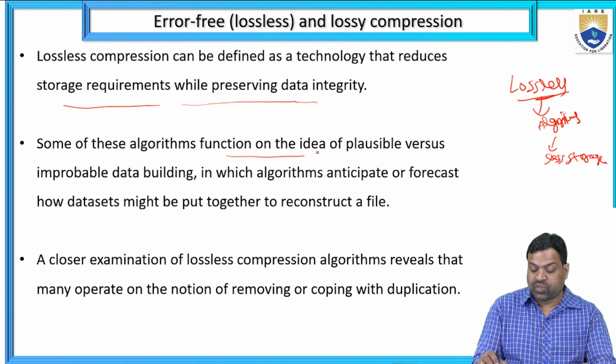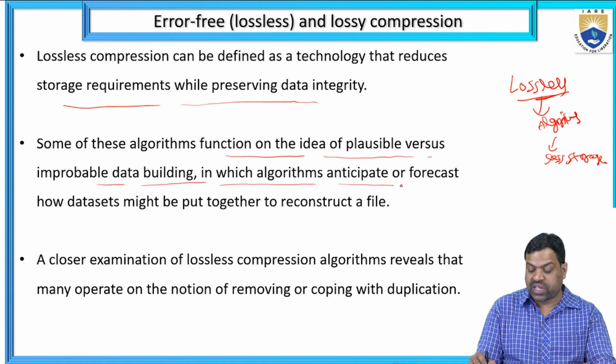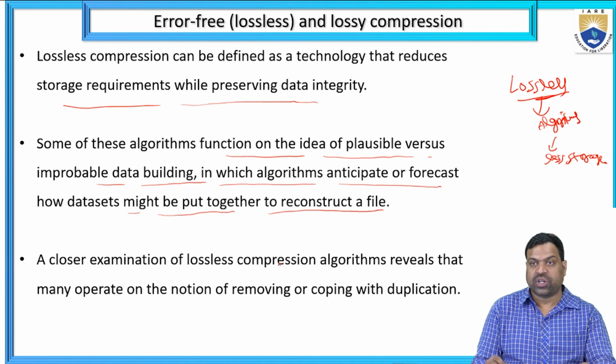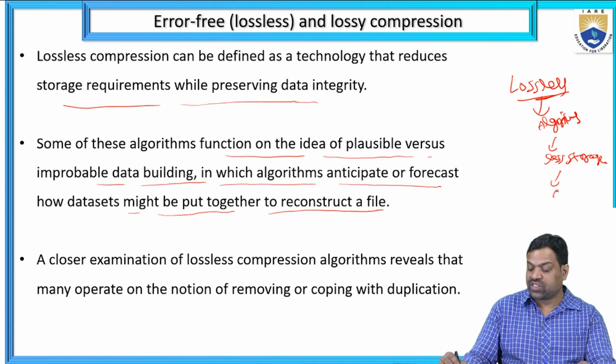and these algorithms function on the idea of probable data building, in which algorithms anticipate or forecast how datasets might be put together to reconstruct a file. A closer examination of lossless compression algorithms reveals that many operate on the notion of removing or copying the duplications. Duplications are important. Why? Because maybe there are chances of data loss. Data loss may occur.